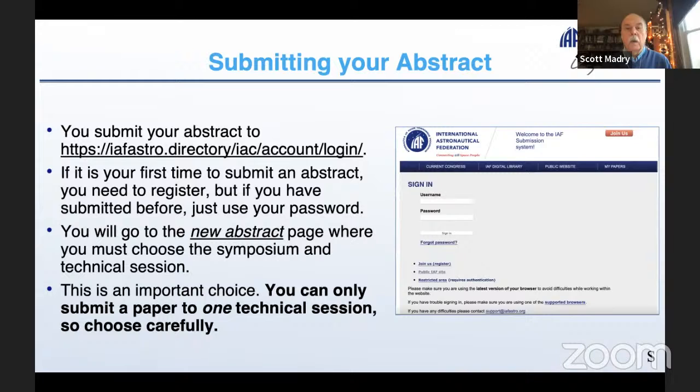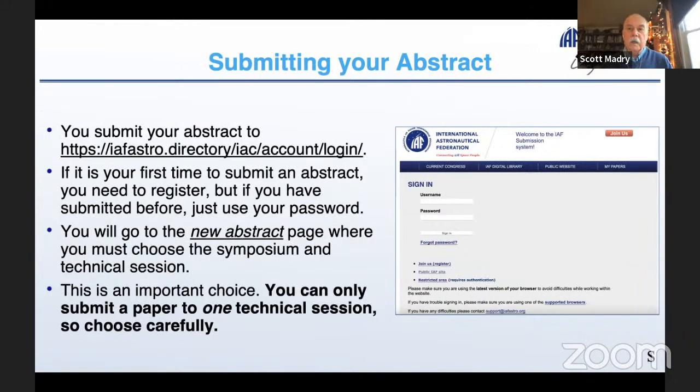So once you successfully sign in, there will be a very prominent new abstract page. And so you go there, and this is a very, very key thing. You go to the new abstract page, and you have to pick the symposium and technical session that you want your paper to attend. And you can only submit your abstract to one technical session.